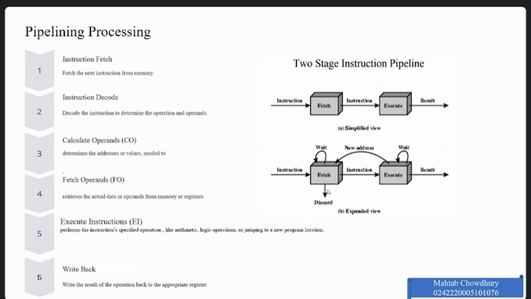Write back: write the result of the operation back to the operand register. Here are the two stages of instruction pipelining.